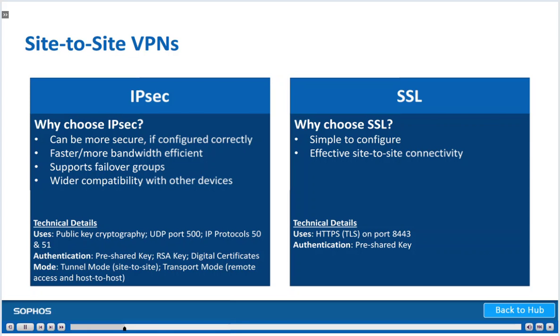When a site-to-site VPN is established, whether it is IPsec or SSL, the routes between the local and remote networks are automatically configured on the XG firewall. No manual routes need to be created.